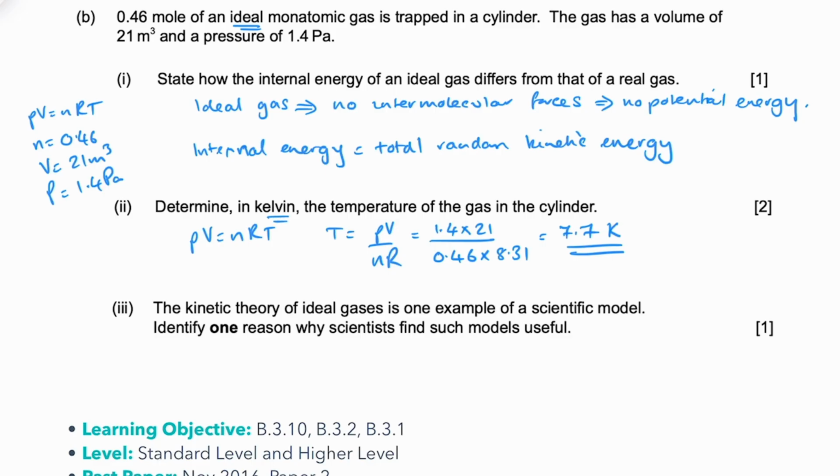B3. The kinetic theory of ideal gases is one example of a scientific model. Identify one reason why scientists find such a model useful. Well, it's really useful to have a model of a system because it allows us to predict behaviours. So if we can say, okay, we know that this real gas is not really an ideal gas, but if we model it on that behaviour, we can predict what the volume will be, or we can predict what the temperature will be.